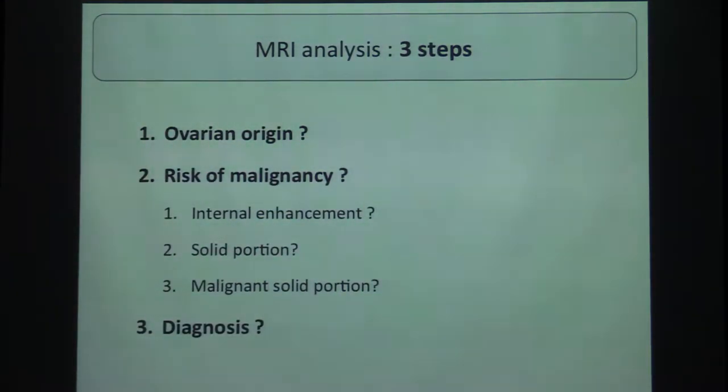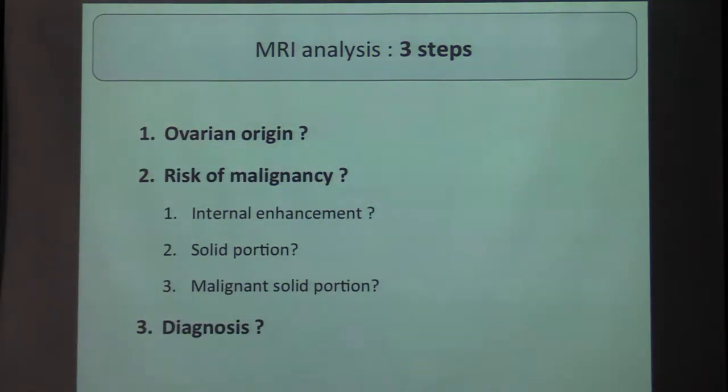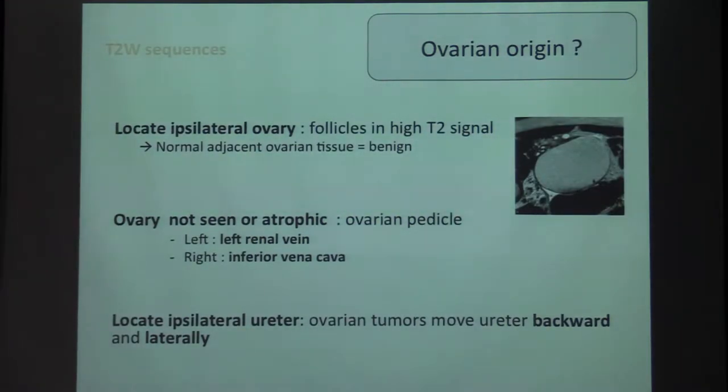When you analyze your MRI, you have to follow these 3 steps that can direct you to some diagnosis. First, is the tumor I see ovarian? Then, second question, is there a risk of malignancy? And to answer this question, you have to answer the 3 following questions: first, do I have an internal enhancement? And if I have one, is it a real solid portion? And if I have a real solid portion, then does it show malignant criteria? And finally, can I make a histological diagnosis? First step, is the tumor ovarian?